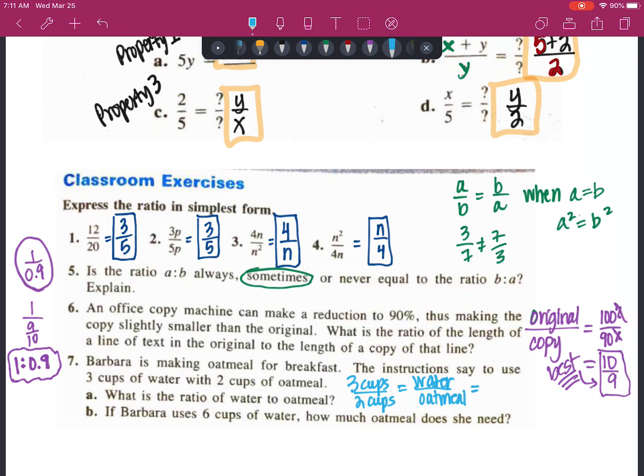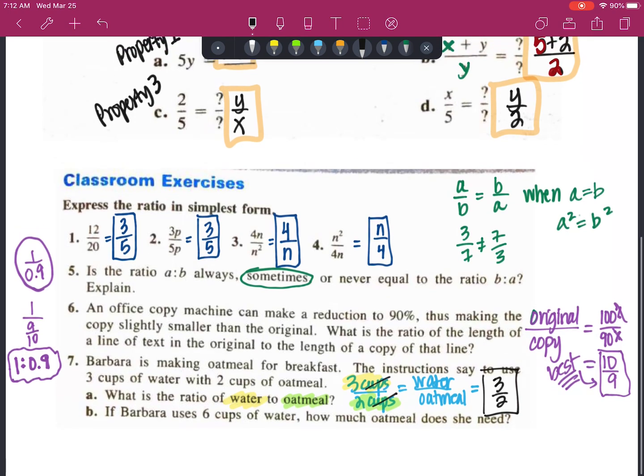So important for you to note, you don't just put numbers wherever you want. You have to actually think about what they're asking you, because they may tell you water to oatmeal and then say what's the ratio of the oatmeal to the water. So water to oatmeal, something to just keep your eye out for. Well, the cups cancel, right? The word cups cancels, and the ratio is 3 to 2.